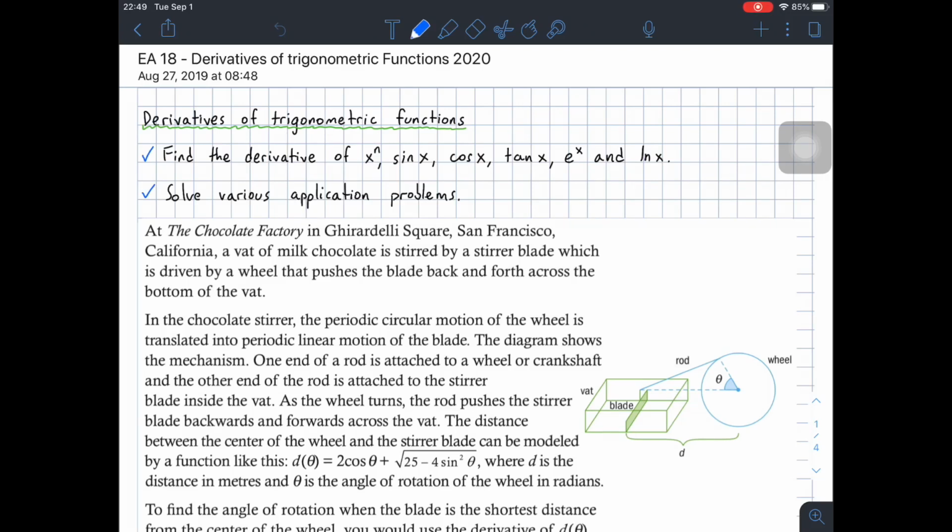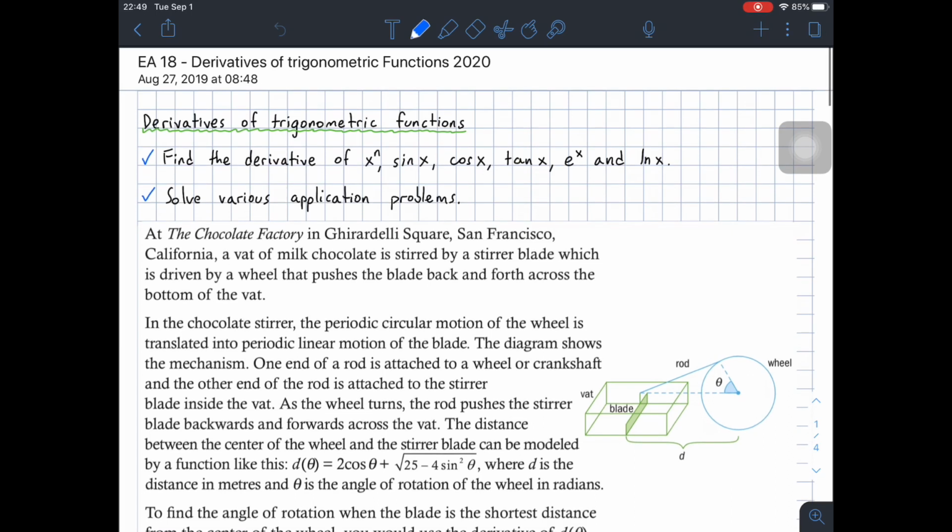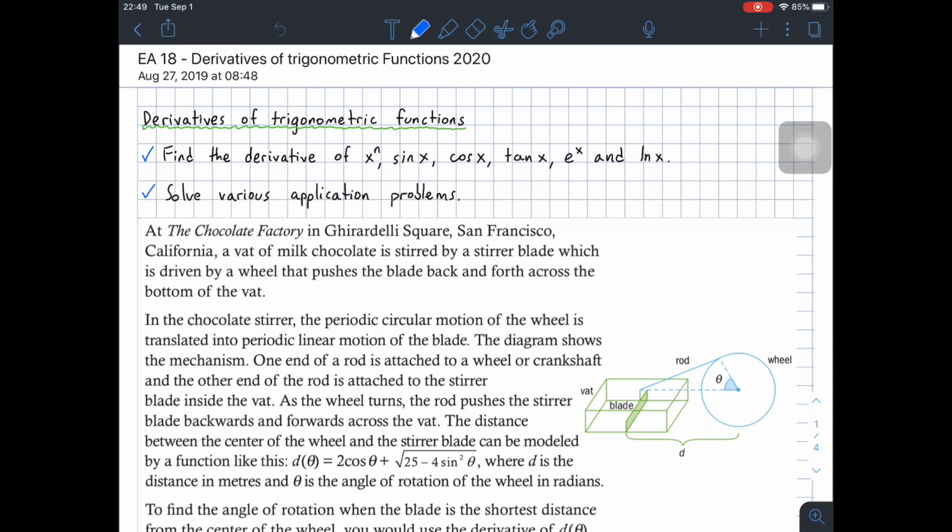Hello seniors, today we're going to see electronic assignment 18, which is about derivatives of trigonometric functions. For this particular electronic assignment, the only new thing that you're going to be learning is the derivative of functions such as this: sine of x, cosine of x, and tangent of x.